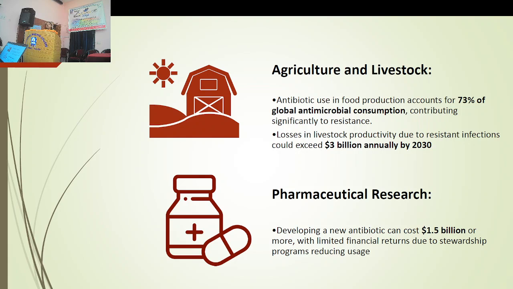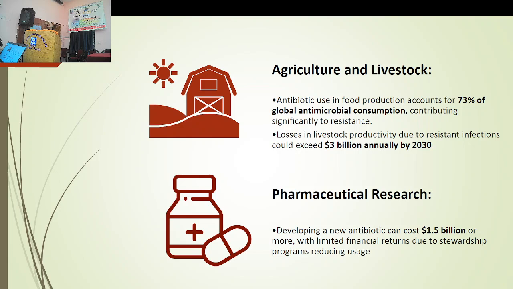Yes, there are certain checks, but because the literacy level is lower among the people who are applying it, they are not aware of the negative effects. They say, yes, I am giving antibiotics, the cattle are very good, so fine, I can apply. But they are not aware that in the long run, it may have an impact. So we have to increase this awareness. So yes, agriculture and livestock are getting impacted, and pharmaceutical research.